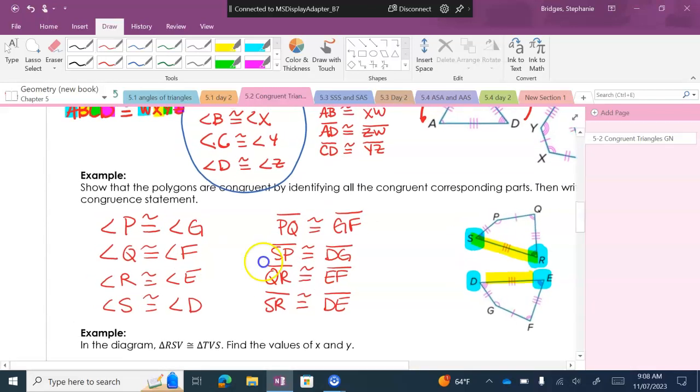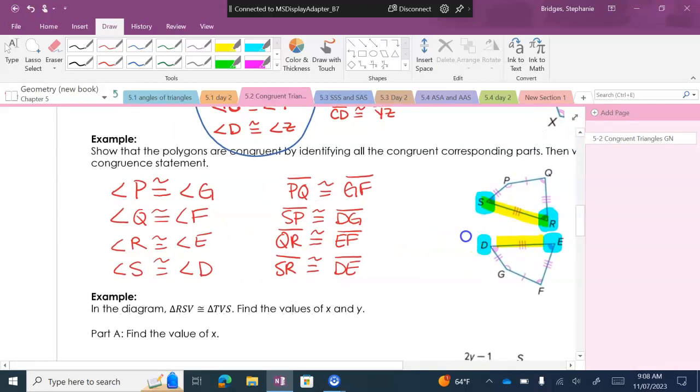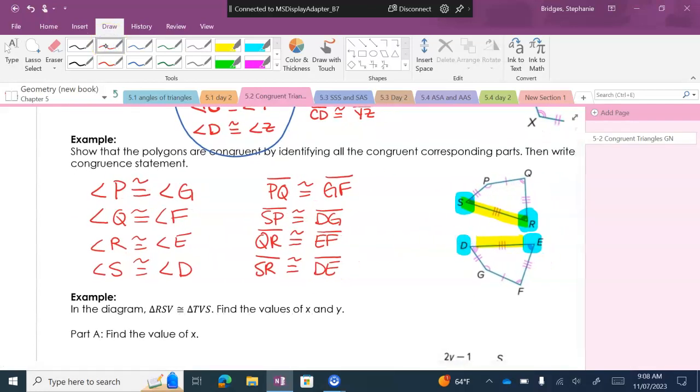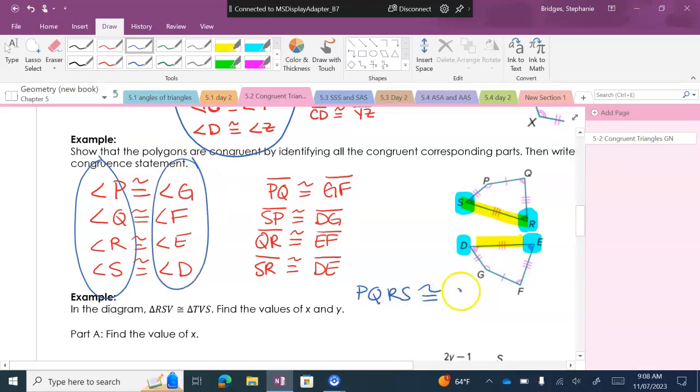And then my congruency statement, I'm going to go off of my angles. Looking right down here, how would I name that first one? PQRS, okay, is going to be congruent to, how did I name the second one over here? GFED. Okay, all of your matching angles have to be listed in the same position. Is that kind of okay if that curveball hadn't been thrown there with the two pairs of sides having congruence? Okay.